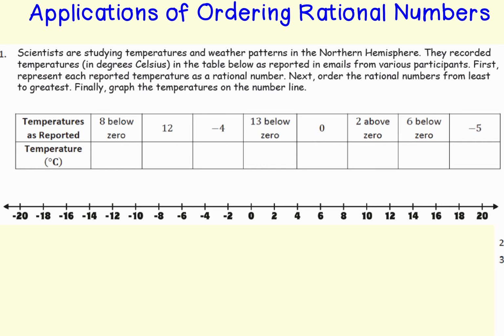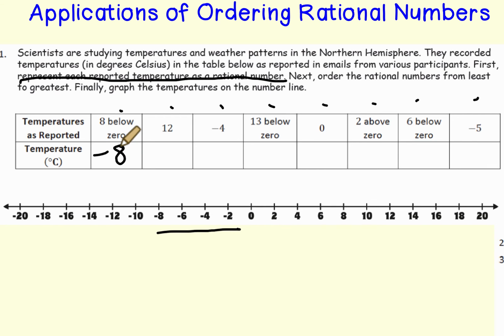So here's our problem. It says scientists are studying temperatures and weather patterns in the northern temperatures. They recorded the temperatures in degrees Celsius in the table below, as recorded from emails from various participants. Okay, so the first thing we want to do is represent each reported temperature as a rational number. So let's do that. Here it has descriptions of the numbers, and we're going to write them as a rational number. So if we're below 0, that means we are negative.